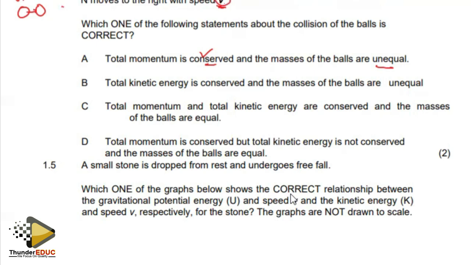So total kinetic energy is conserved and the masses are unequal. This is not making sense. I'm not at peace with it. I don't know. Let's see. Total momentum and total kinetic energy are conserved, and the masses of the balls are equal. I'll go with C. Why? Because of the masses being equal. But also D has masses being equal. Okay. Total momentum is conserved and total kinetic energy.